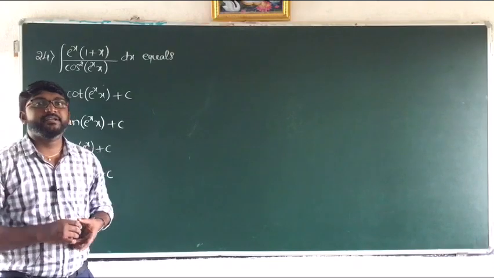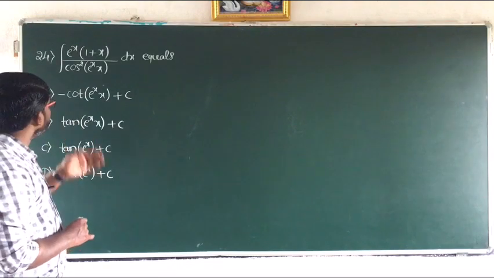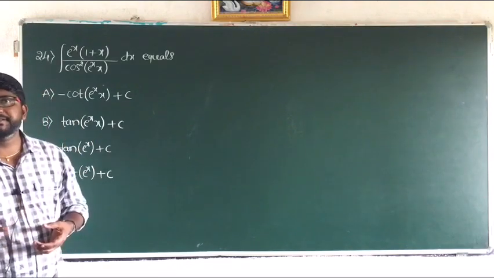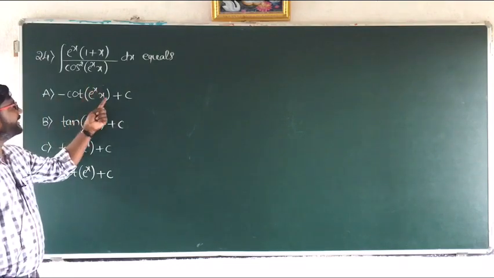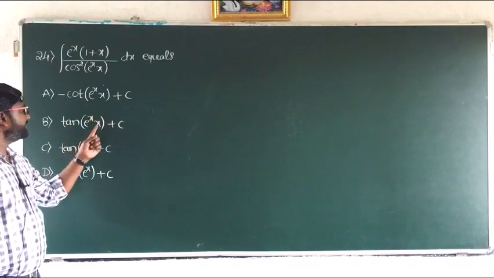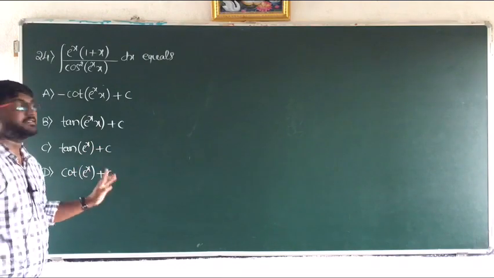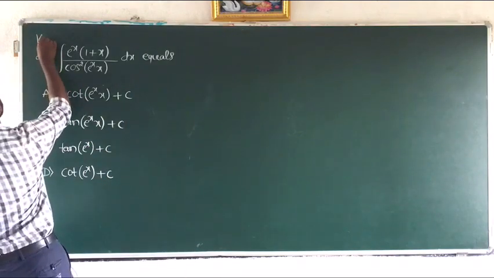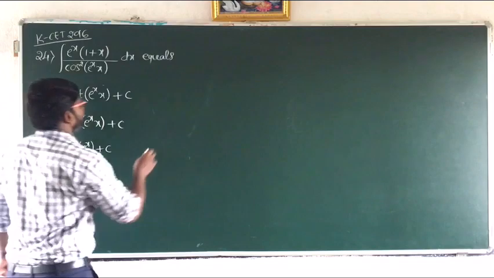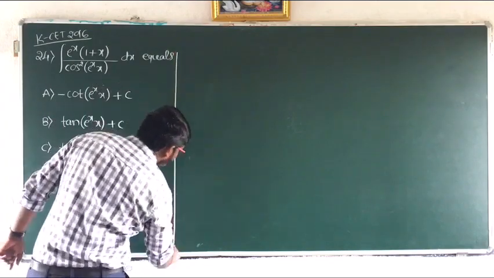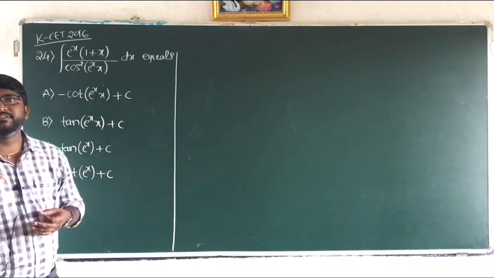The 24th question, it is integral e raised to x into the bracket 1 plus x divided by cos square of e raised to x into x dx equals, and the four options are minus cot of e raised to x into x plus c, and then tan of e raised to x into x plus c, and then tan of e raised to x plus c, then cot of e raised to x plus c. This was asked in Karnataka CET 2016. So the multiple choice questions are important for CET as well as theory exams. So most of the time, MCQs will be given for 2 marks in the theory exam.